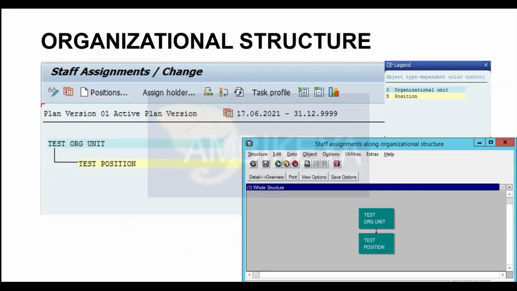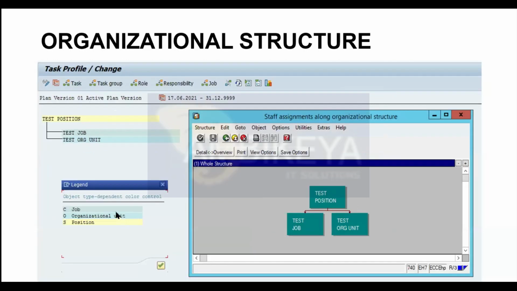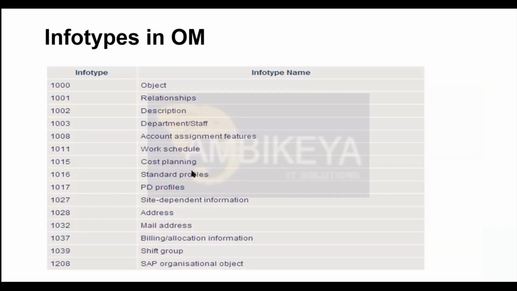Now this is more of the org structure I want to show before we go on. This is a linkage from one org unit to different positions. You can see the legend. The position is always in yellow, denoted by S. Org unit is blue, denoted by O. The job is a different color. This is how the structure is. Now we'll talk about info types. Like in HR, everything is an info type.